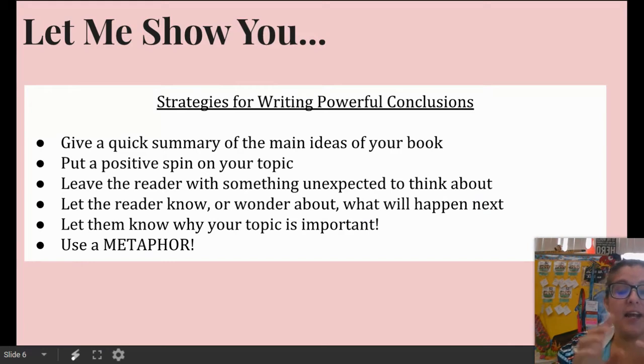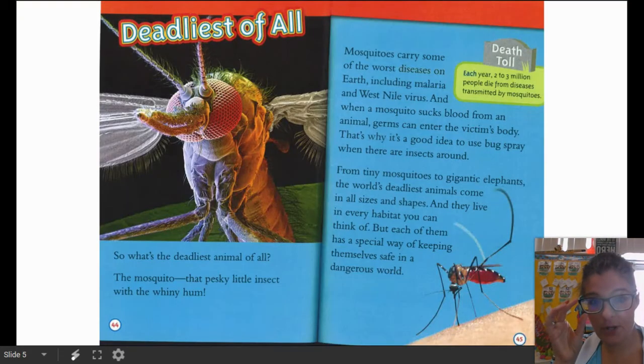So, some of the strategies she could have tried was to give a quick summary of the main ideas in the book, put a positive spin on the topic, leave the reader with something unexpected to think about, let the reader know or wonder about what will happen next, let them know why the topic is important, or to try to use a metaphor. So let's go back again.